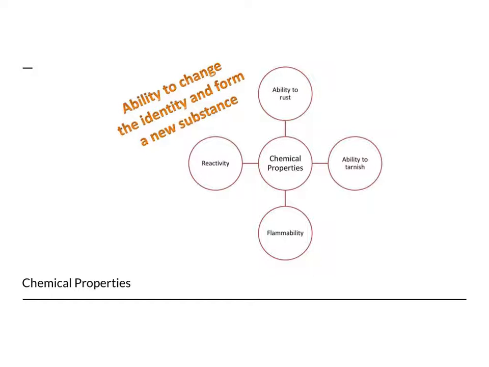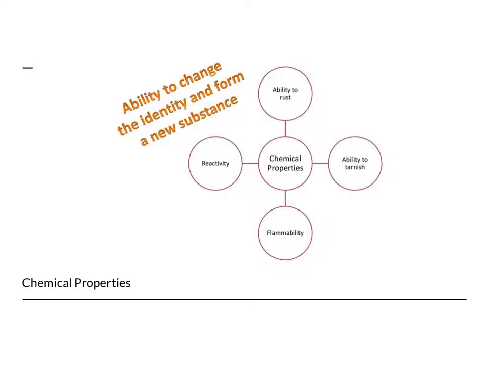So this graphic gives you two additional chemical properties: the ability for something to rust and the ability for something to tarnish. If you think about a bike, if you leave your bike out in the rain for a long period of time, you're going to find that the metal is reacting with the water and the air around it, and it starts to rust. Rust is a byproduct of a chemical reaction, as well as when silver tarnishes, that's also a reaction.